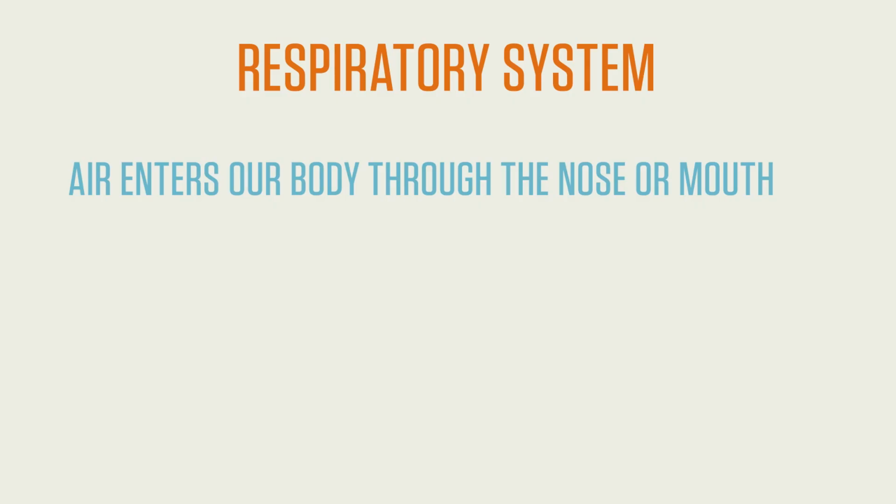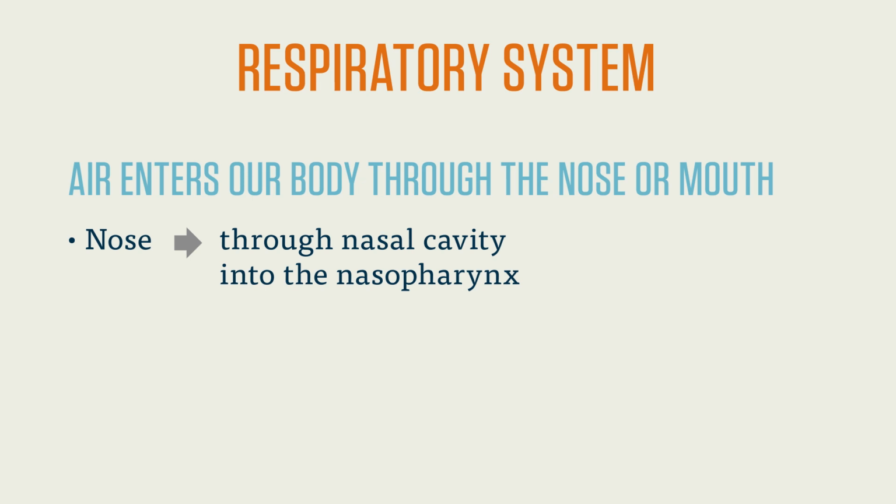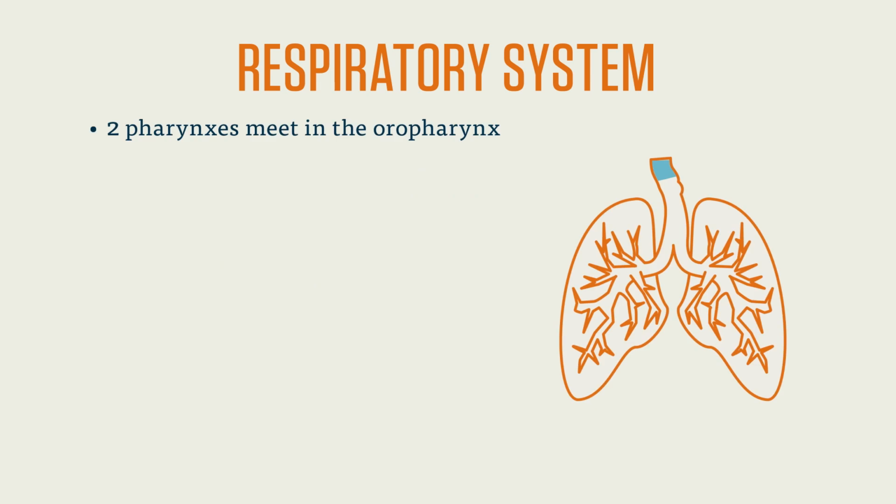The respiratory system is, obviously, how we breathe. Air enters into our body through our nose or mouth. When it enters through our nose, it travels through the nasal cavity and into the nasopharynx. When it enters through the mouth, it travels into the oropharynx. Think oral equals oro.